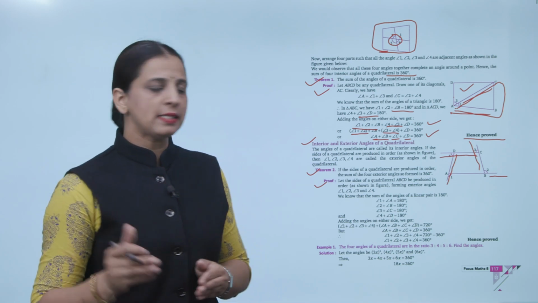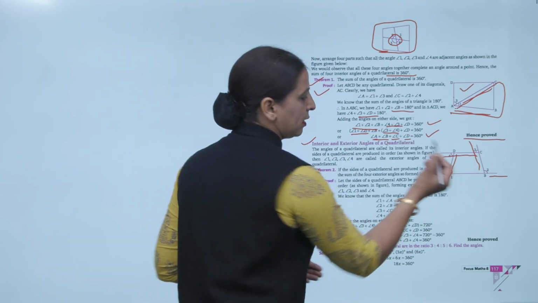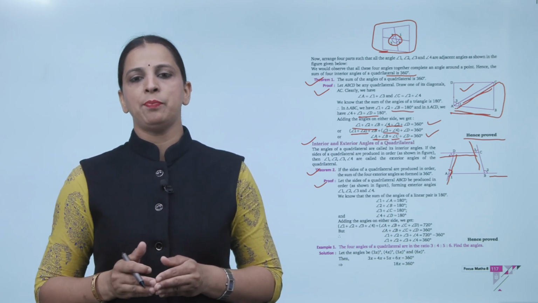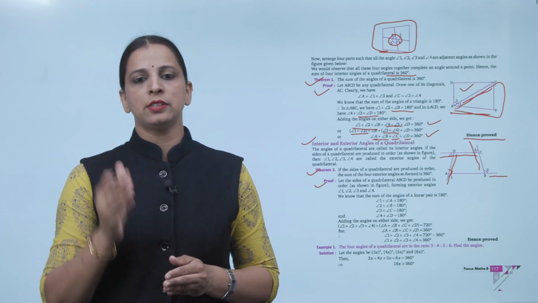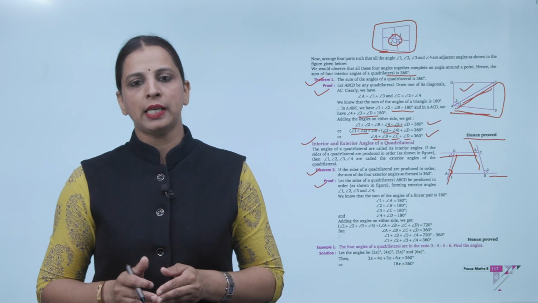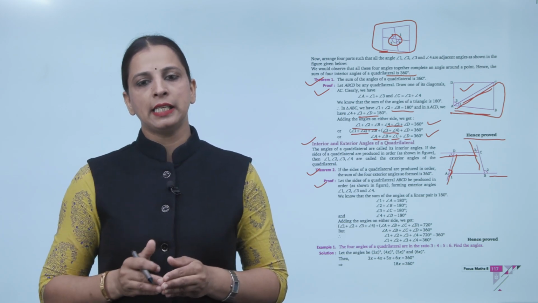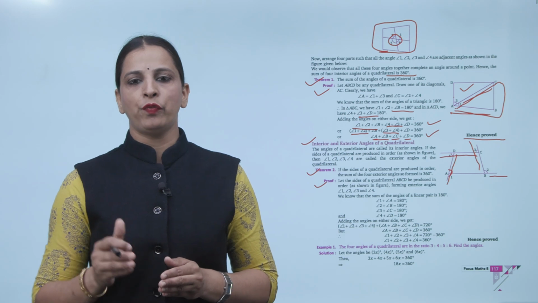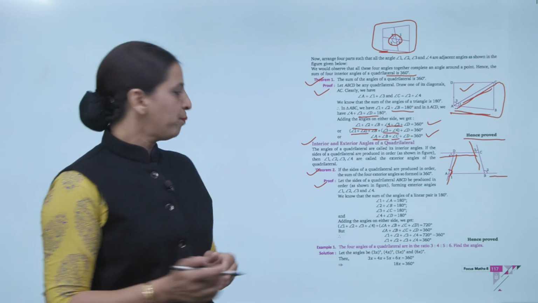We know that the sum of the angles of a linear pair is 180 degree. So, angle 1 plus angle A is equals to 180 degree. In the same way, angle 2 plus angle B is equals to 180 degree. Angle 3 plus angle C is equals to 180 degree. Angle 4 plus angle D is equals to 180 degree. And adding the angles on either side we get. हम सबको add कर लेंगे, right?